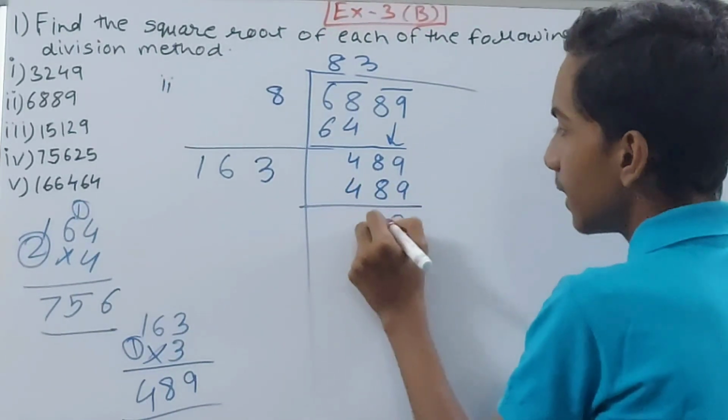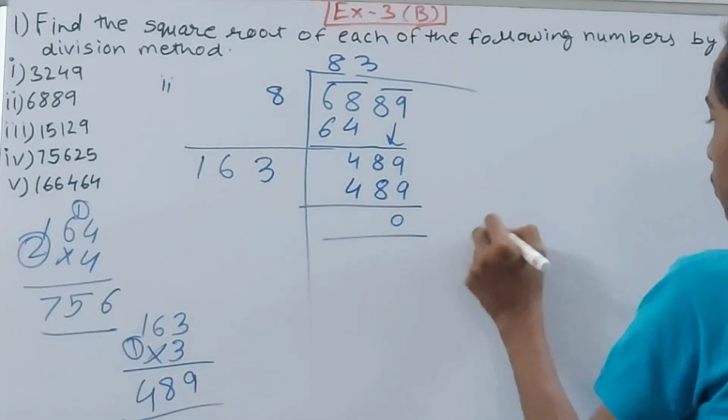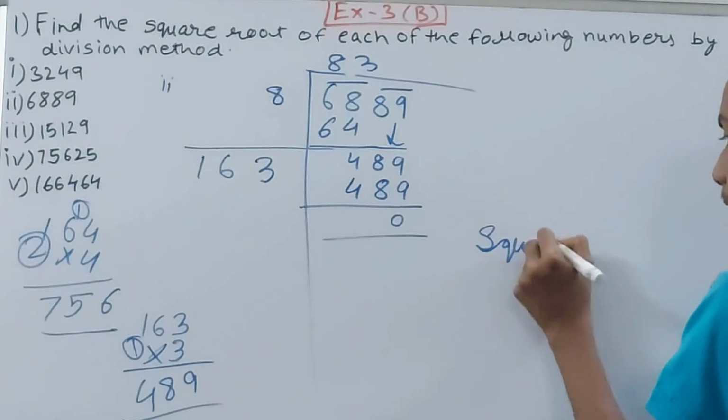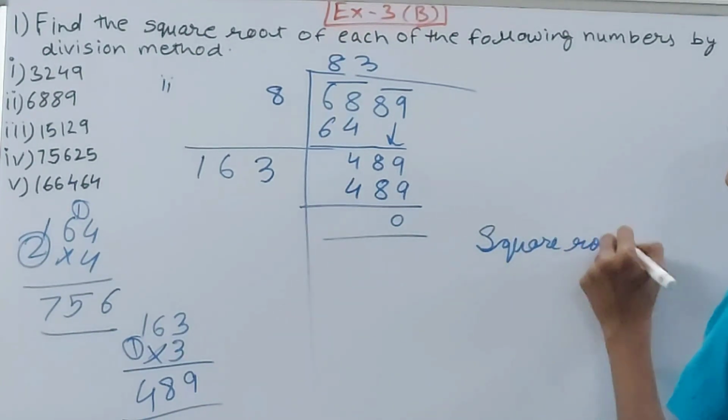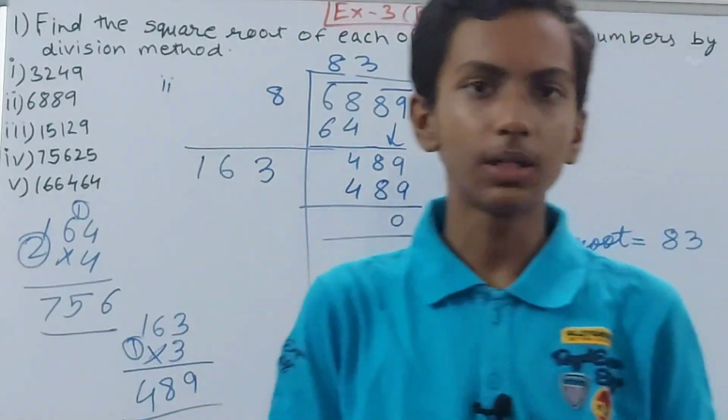Again, we will subtract it. So we get 0. Now the quotient that you get, this is your square root. So write that down. The square root, right, is 83. Now let us move on to the next part.